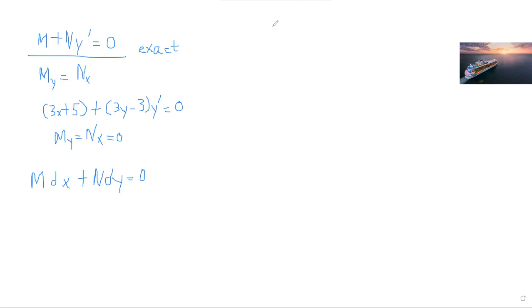Yeah, so it has to be exact for there to be a solution. If it's not exact, it's not going to work. Let me give you an example. Let's say 6x cubed plus 2xy, let's say, y prime is equal to 0.